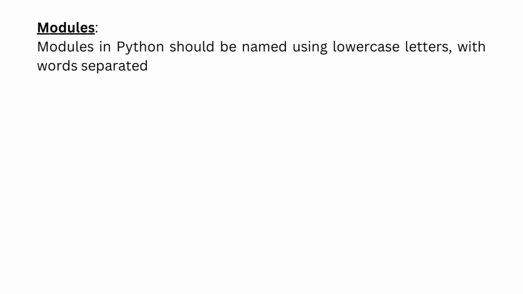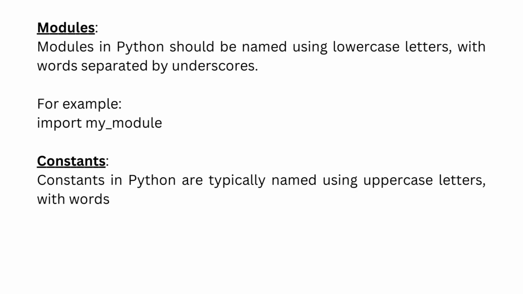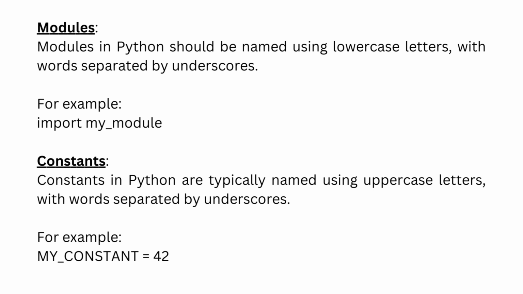Modules in Python should be named using lowercase letters, with words separated by underscores. For example, import my_module. Constants in Python are typically named using uppercase letters, with words separated by underscores. For example, MY_CONSTANT = 42.